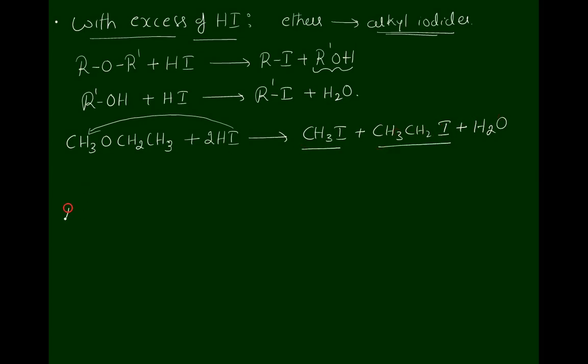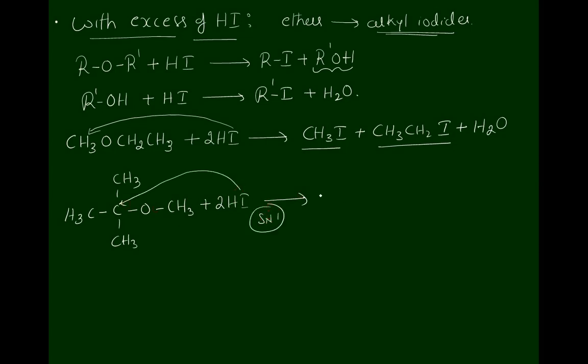If we use a molecule like CH3C(CH3)2OCH3 and treat it with excess hydrogen iodide, first it follows the SN1 mechanism. The iodide attacks the more stable carbocation to form tertiary butyl iodide. First we get tertiary butyl iodide, then we get methyl iodide, and water is obtained.